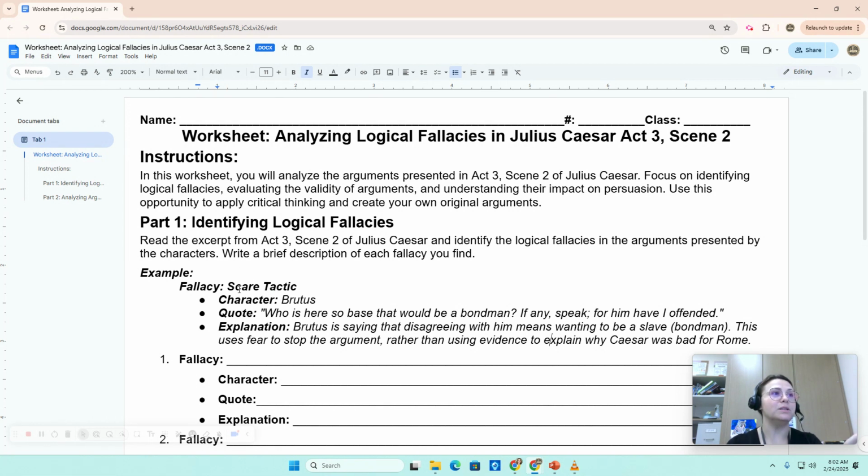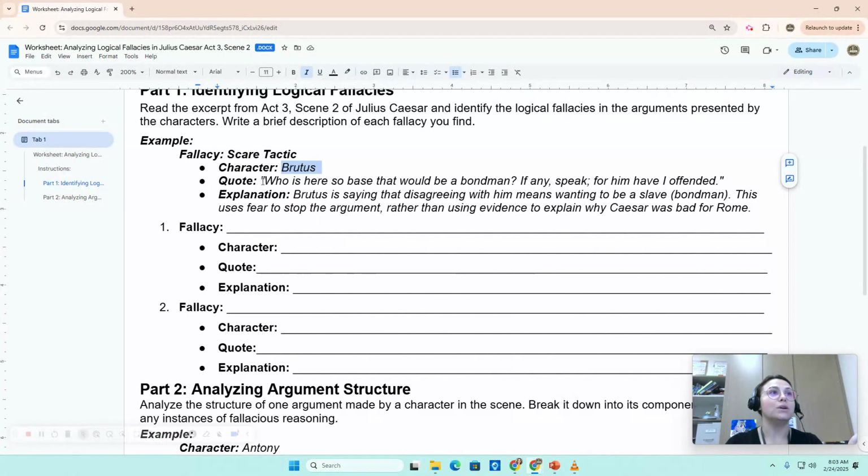So for example, the first one that I used was scare tactic. And the character that said it was Brutus. And it said, "Who is here so base that would be a bondman? If any speak for him, have I offended?" And the reason that this is a logical fallacy is because Brutus is saying that disagreeing with him means you want to be a slave. This uses fear to stop the argument rather than using evidence to explain why Caesar was bad for Rome.